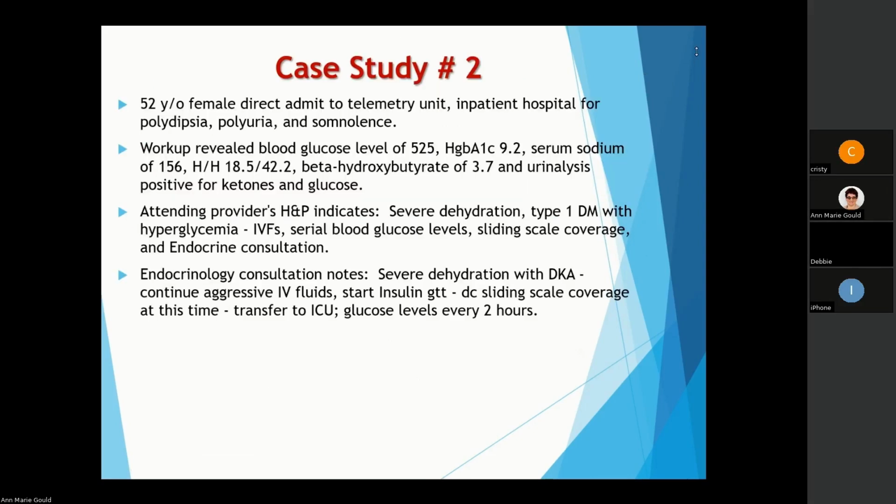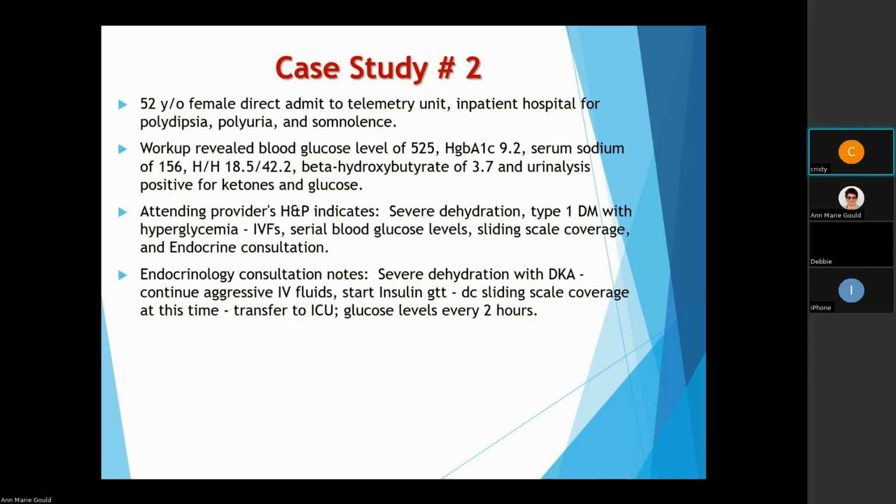Okay, case number 2 is a 52-year-old female direct admit to the telemetry unit, inpatient hospital, for polydipsia, polyuria, and somnolence. Workup revealed a blood glucose of 525, hemoglobin A1C of 9.2, serum sodium of 156, H and H 18.5 and 42.2, beta hydroxybutyrate of 3.7, and urinalysis positive for ketones and glucose.